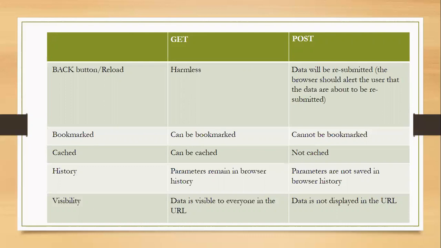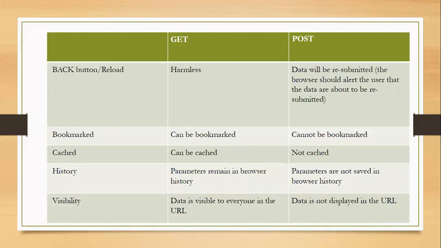Cache. It can be cached in the GET method but not cached in the POST method. Cache increases the speed of data retrieval. History. Parameters remain in the browser history in the GET method but are not saved in the POST method. So if you want to search what I was looking at previously, it's not possible in the POST method, but it is possible in the GET method.